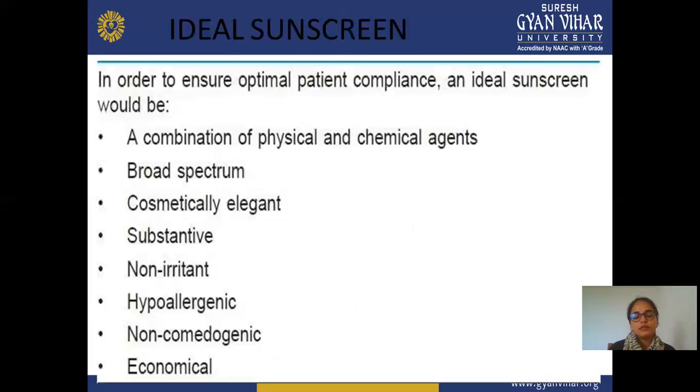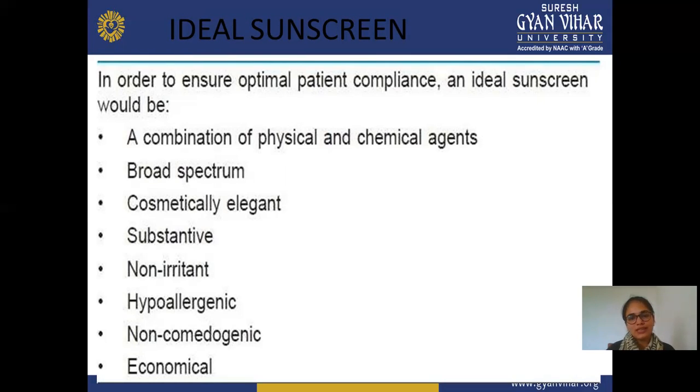Next are the ideal properties required of a good sunscreen. In order to assure optimal patient compliance, an ideal sunscreen would be a combination of physical and chemical agents. In this, we use different physical and chemical agents or ingredients. It should have a broad spectrum, largely used to protect from both UVA and UVB light, and be cosmetically elegant. For acceptance, it should have a good appearance and be easily accepted by the patient.